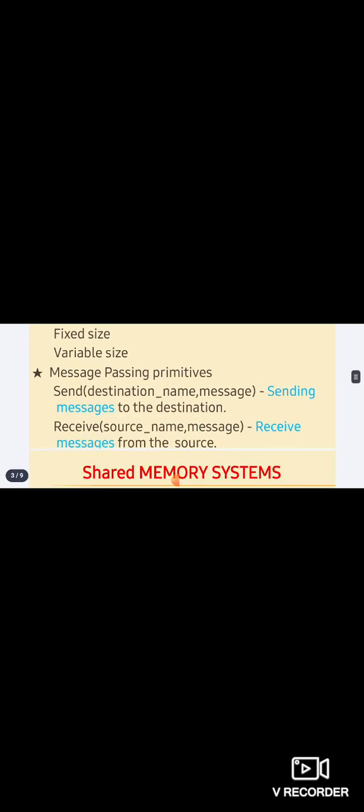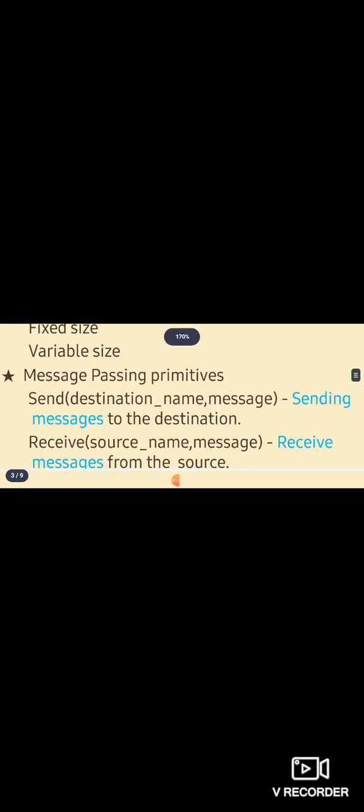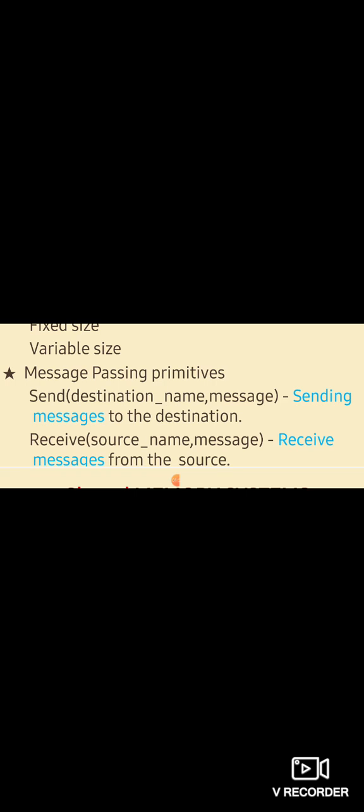Then message passing primitives. We have two message passing primitives. The first one is the send primitive. The send primitive means that a message is going to reach the destination name. What we are going to send is a message. So sending messages to the destination is the send primitive. The other primitive is the receive primitive. Here we get the message from the source name, and what we get is the message. So receiving messages from the source is the receive primitive. We have two primitives: the send primitive and the receive primitive.